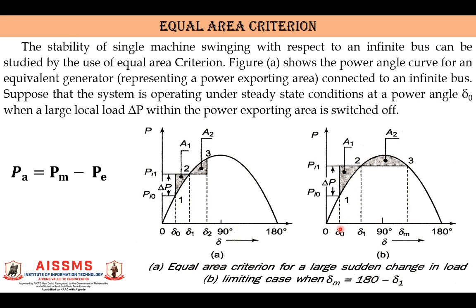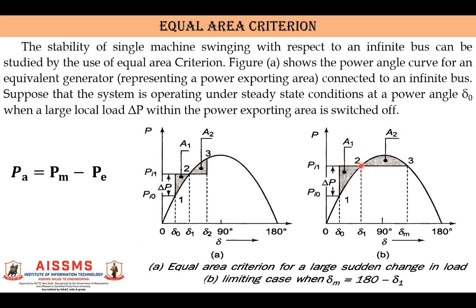So here also the initial angle is delta 0. Due to a sudden change in the mechanical input, the mechanical input becomes greater than the electrical output, so the system will start accelerating from point 1 to point 2. At point 2, the mechanical input power and electrical output power become equal. So here the accelerating power should be 0, but due to the moment of inertia and the kinetic energy stored during this area A1, the rotor will move further in this direction.